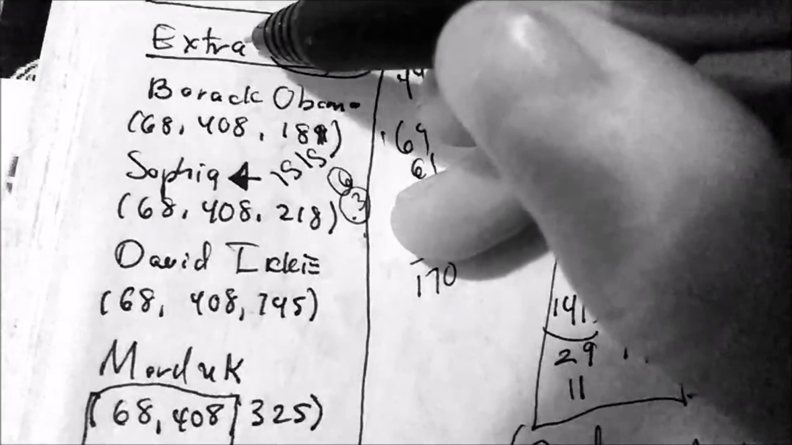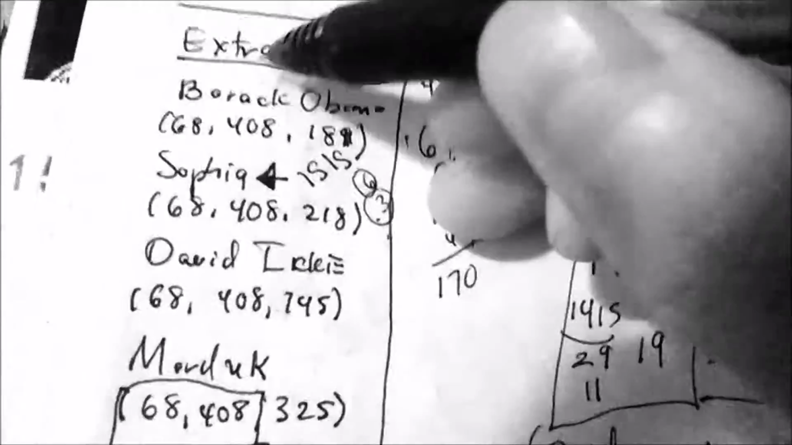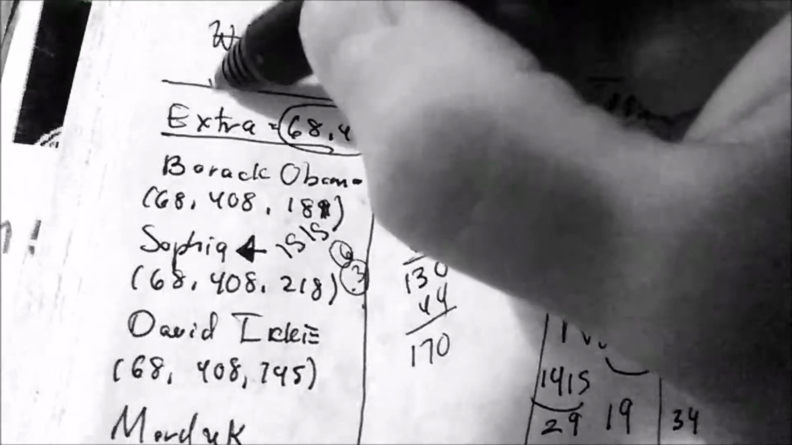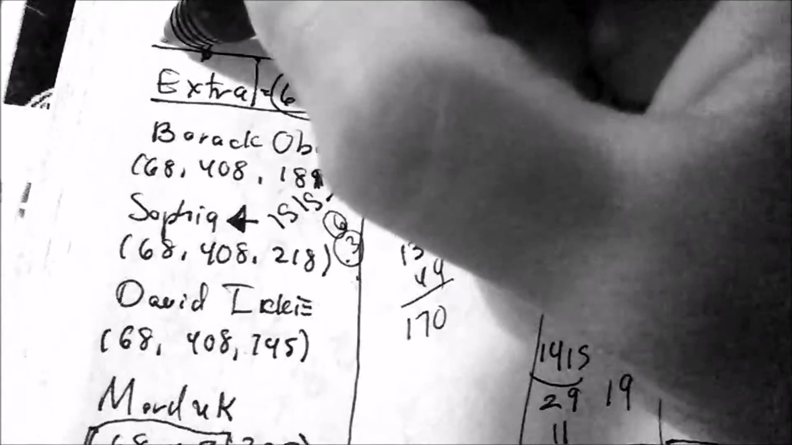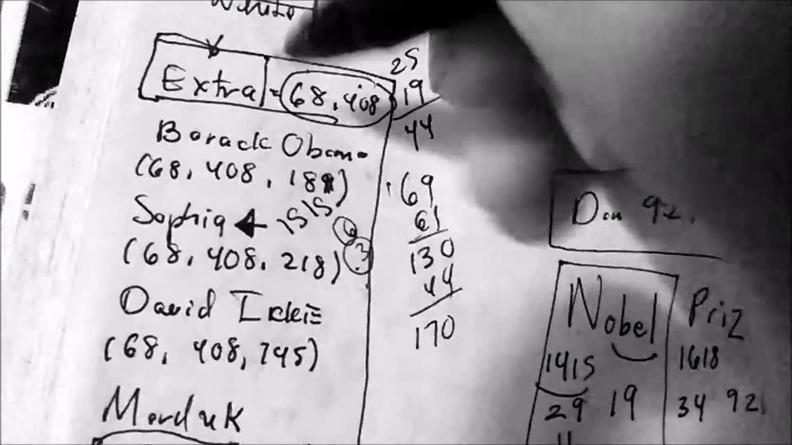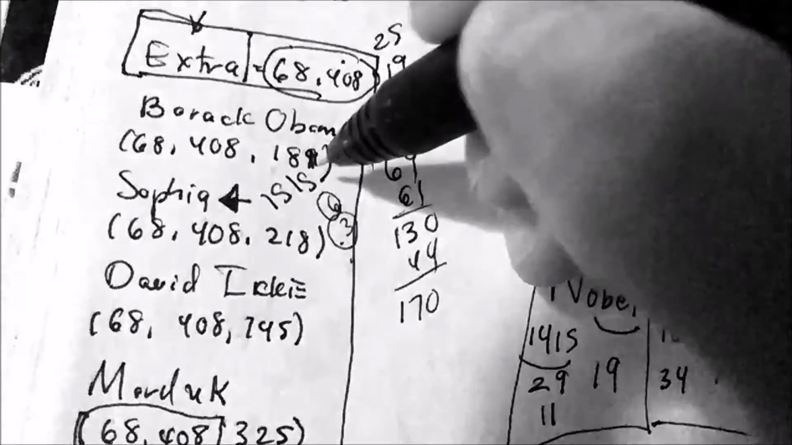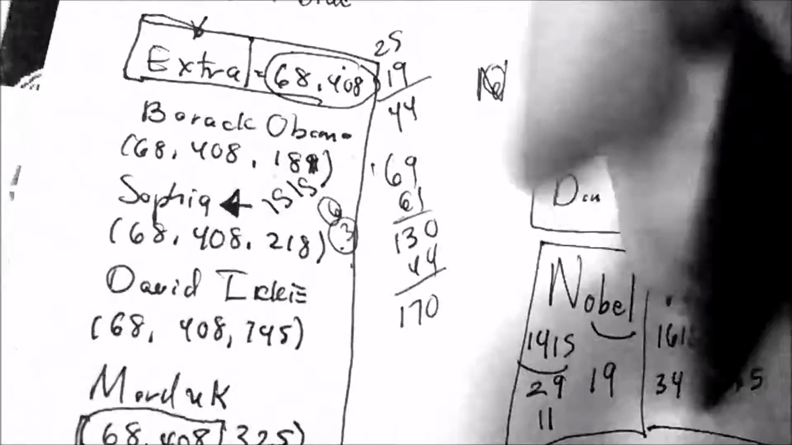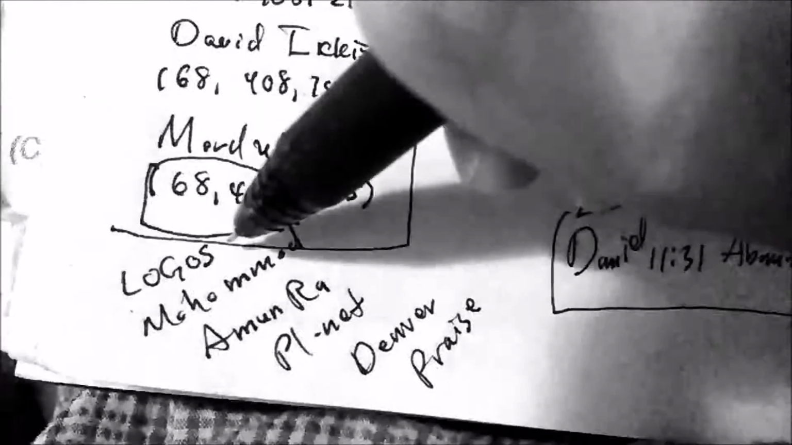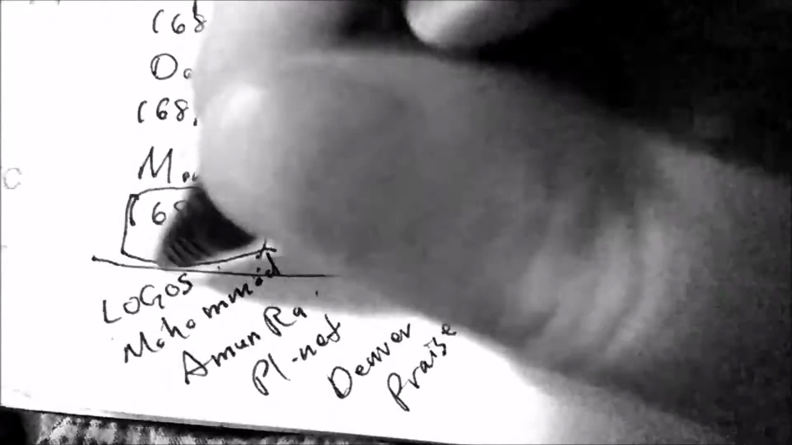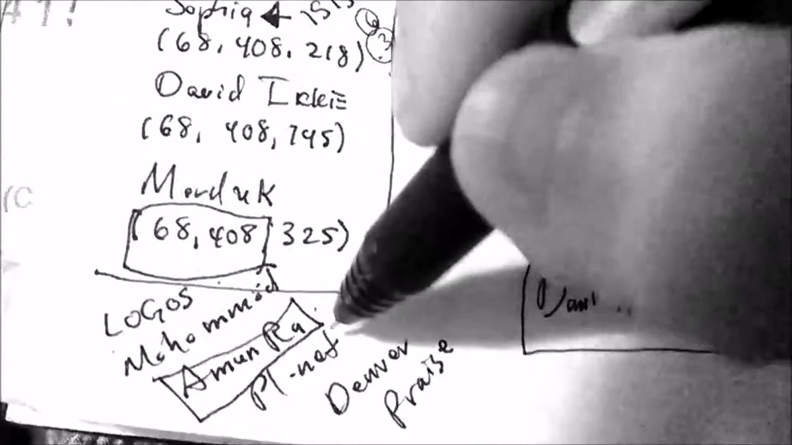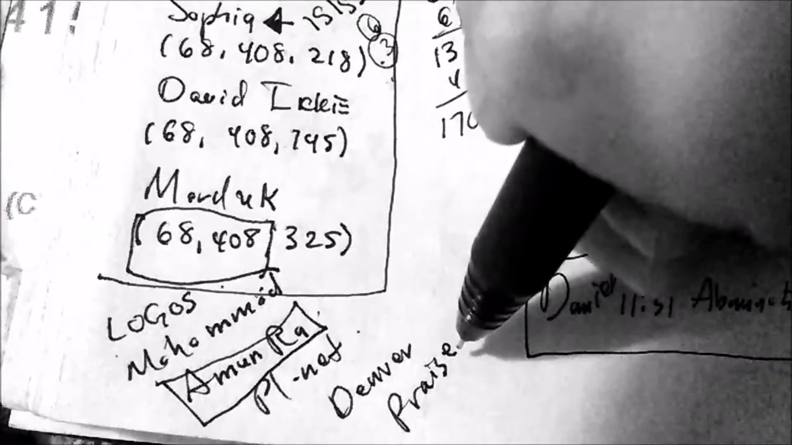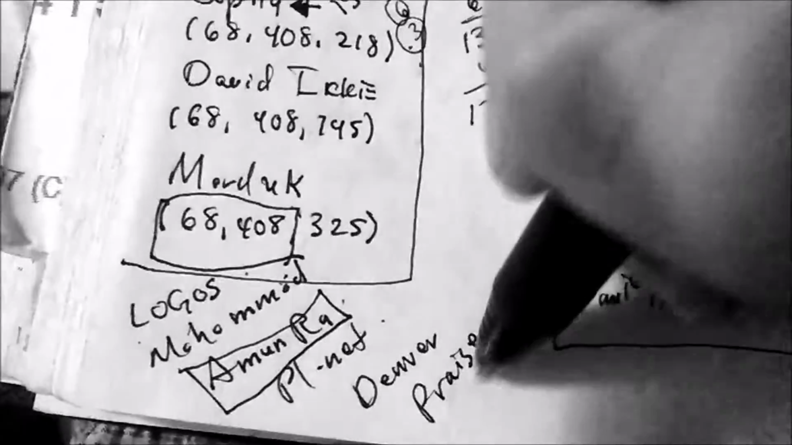So you would use all of this to figure out, what does extra really mean? Extra, extra. Read all about it. This is a big iconic word, and it's an attention getter. I kind of wish I had written down the Jewish gematria of it, but here's some more extras: Logos, Muhammad, Amun-Ra. What? My daughter says that a lot. Planet, Denver, and praise. And I wrote down praise.